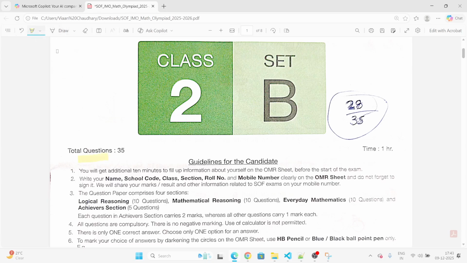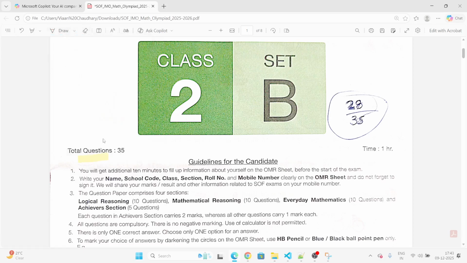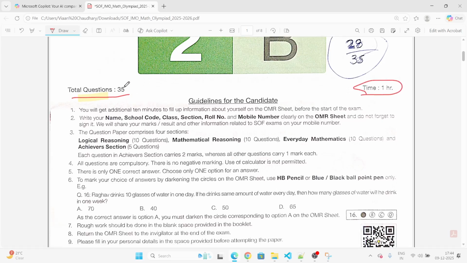And here the time duration is 1 hour. Here we have some guidelines for the candidate. The student has to write their name, school code, class, etc. on their OMR sheet properly.